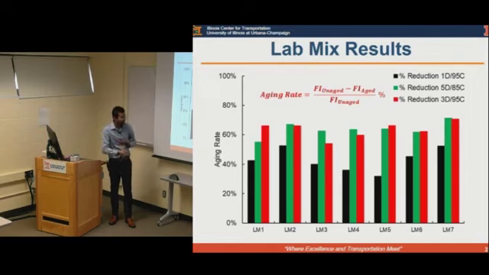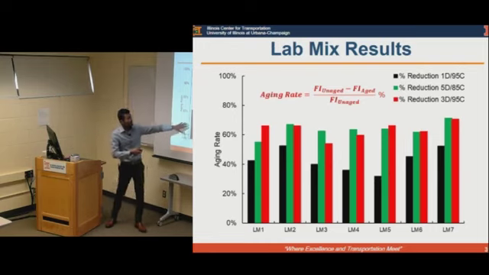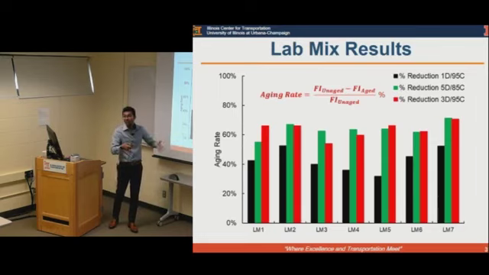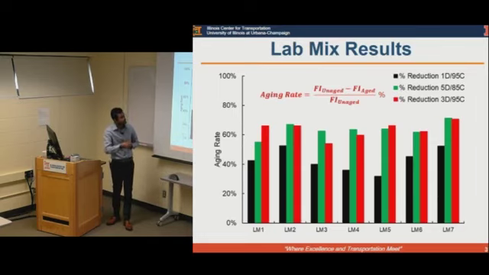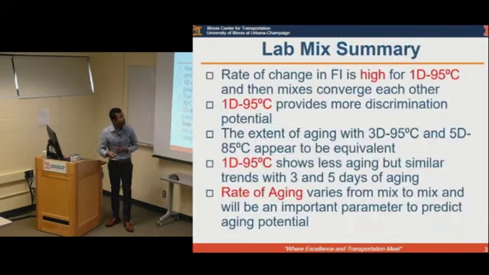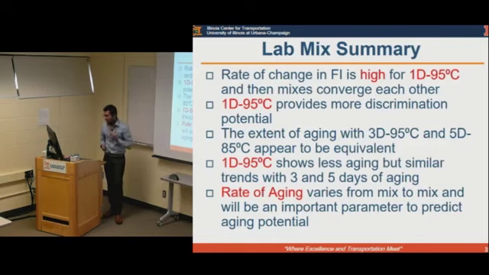So in order to differentiate these mixes, which are different within themselves, 1-day 95C was performing better in determining which one is good and which one is bad, whereas the other conditions were not able to differentiate that. Some observations from the lab mix study gave us the idea that the rate of change is pretty high for the 1-day 95C condition, and it has more aging potential, more discrimination potential for cracking, whereas all of these 3 conditions correlated well within themselves, and 3-day 95C and 5-day 85C appeared to be equivalent.